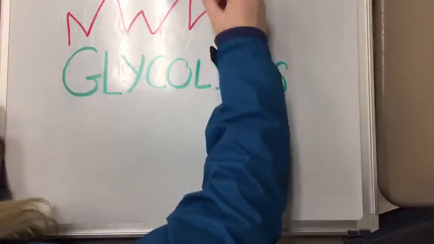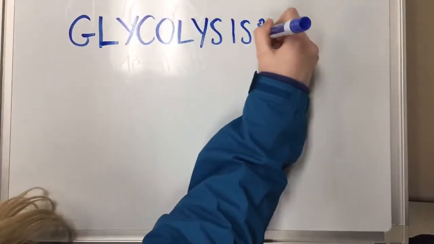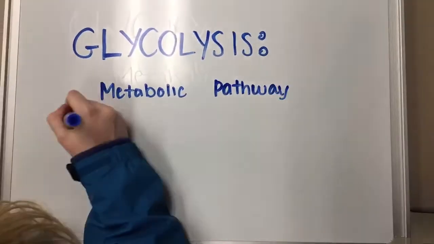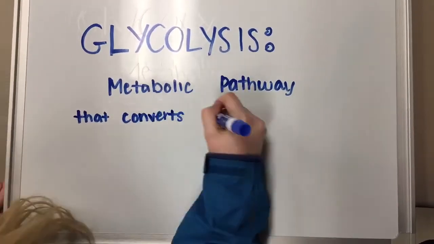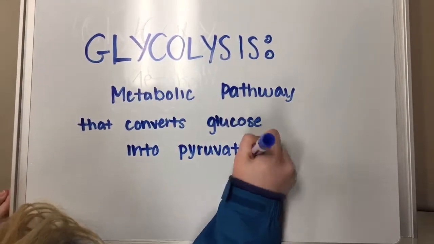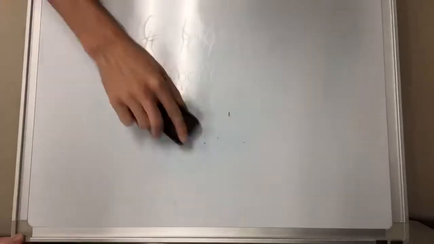In this video presentation, we shall be talking about glycolysis. So what is glycolysis, for those of you who may be wondering? Glycolysis is a metabolic pathway that takes place in the cytoplasm of the cell and converts glucose into pyruvic acid. So how does it do this?